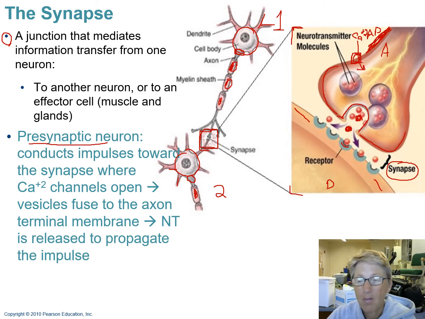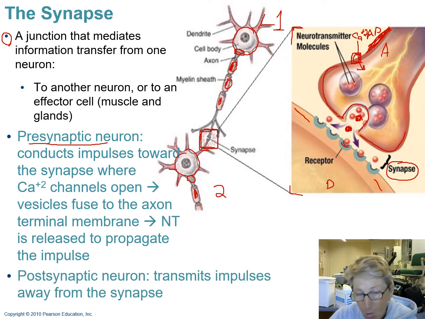In Chapter 9, this would be the muscle cell, but in this chapter, this is a dendrite of neuron number 2. And neuron number 2, like I said, is the postsynaptic neuron, and it's going to transmit impulses away from the synapse. So what that means is, here's the dendrite of our postsynaptic neuron. Once it gets that signal from the neurotransmitter, it's going to transmit not action potentials, but graded potentials toward the cell body and then toward the axon hillock.